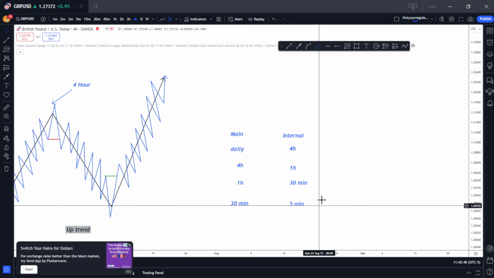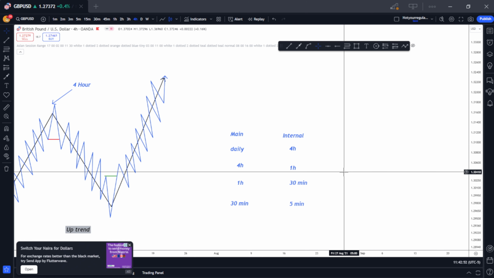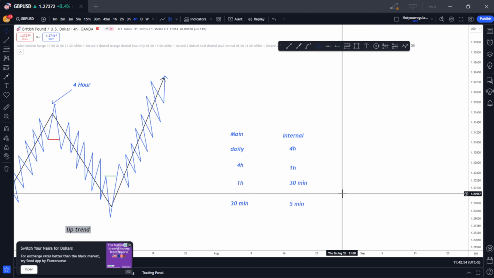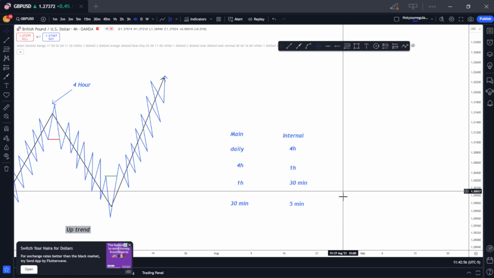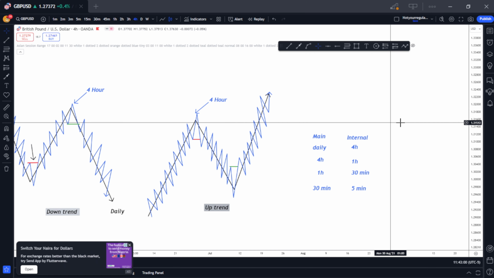I'm not saying that this is how it is or this is how you should do it. I'm just telling you this is just an example. This is how I do it. I'm just giving you guys an example.